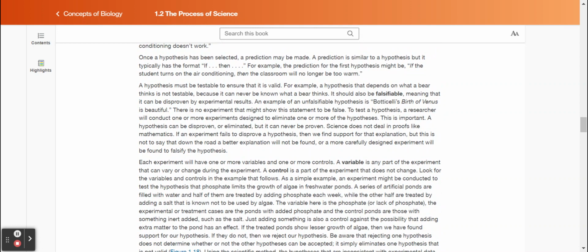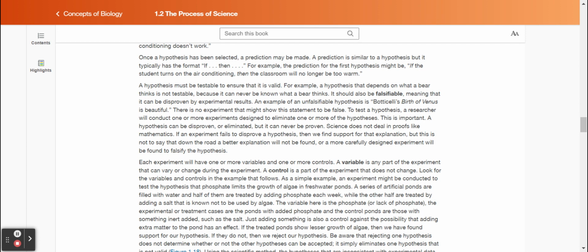Once a hypothesis has been selected, a prediction may be made. A prediction is similar to a hypothesis, but it typically has the format if then. For example, the prediction for the first hypothesis might be if the student turns on the air conditioning, then the classroom will no longer be too warm.